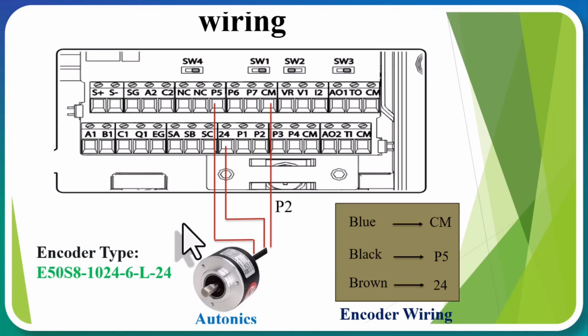E50S8-1024-6-L-24. So to summarize, we want to set our frequency reference via the pulse input. We need to set the FRQ parameter in the main group to 12. Our direction control is via the start button, and our stop is set through the inverter's own keypad. Now, let's go and apply all the settings we've discussed so far and everything we've learned to the equipment and test this feature together.